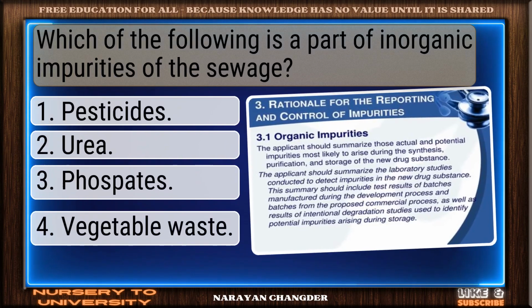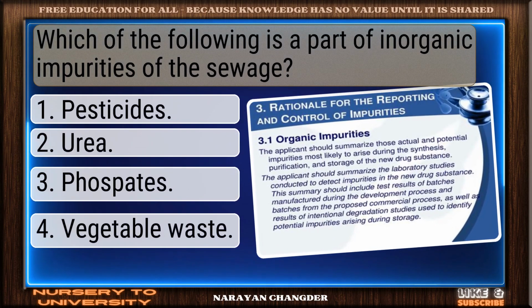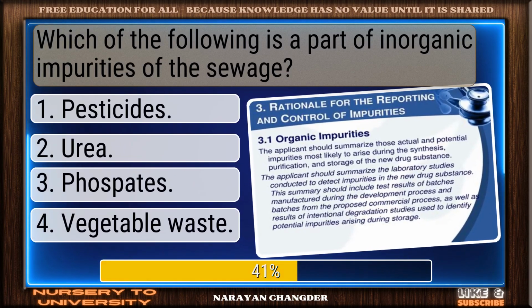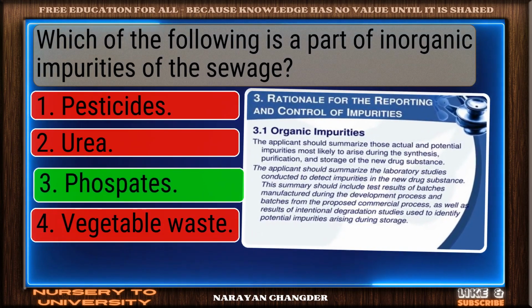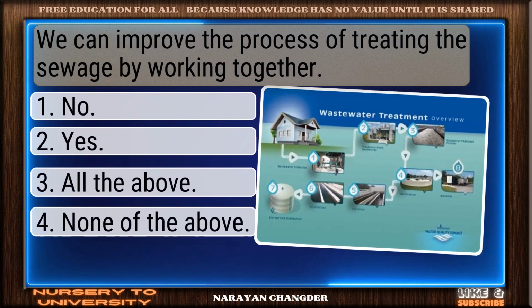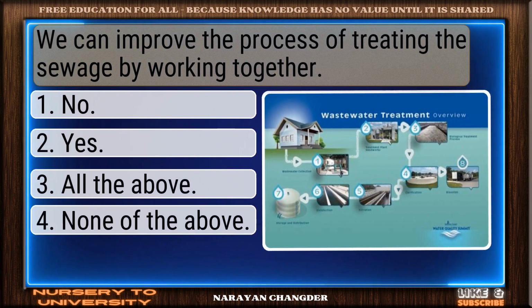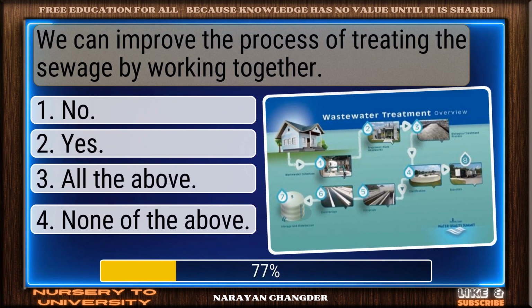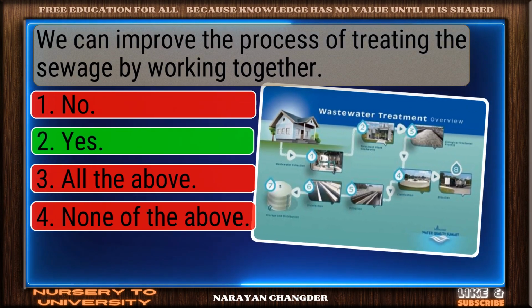Question number 36. Which of the following is a part of inorganic impurities of the sewage? Nice work. You chose phosphates, and it is correct. Question number 37. We can improve the process of treating the sewage by working together. Good job. Your answer, yes, works well here.